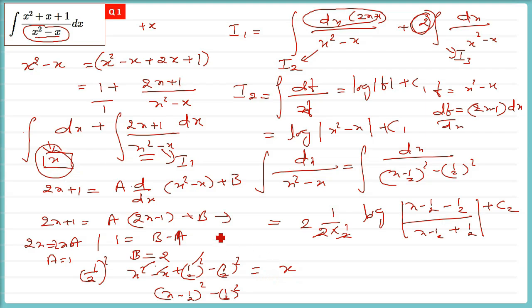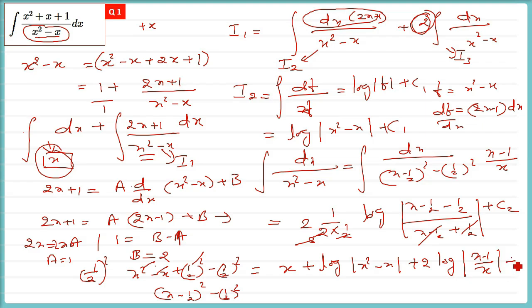So let's collect all the things which we have done separately. So x plus I1, I2, which I call log modulus of x square minus x plus c1. The second term is plus 2. Let's resolve this now. So this gets cancelled in the denominator. x minus half minus half is x minus 1, and x minus half plus half is x. So the denominator will be x, giving log of (x minus 1) divided by x, plus the constants of integration c1 plus c2. You can combine it as c.